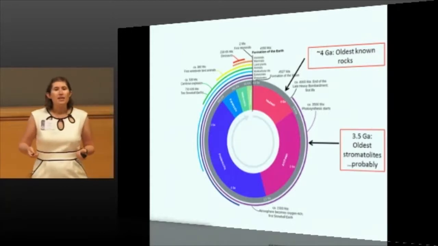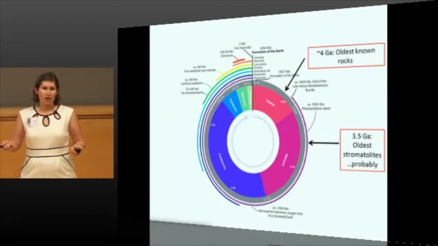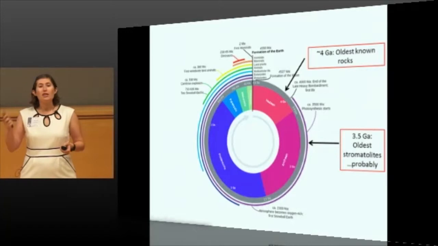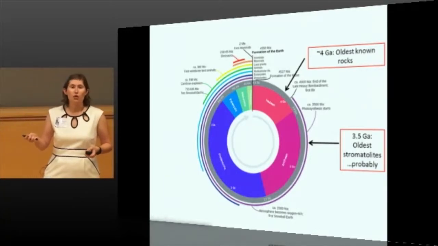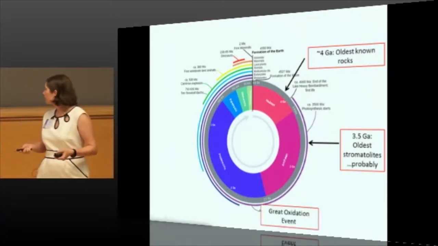About 3.5 billion years ago are the oldest stromatolites, the oldest probably microbially formed structures. So that's the first point at which we can look at these things and say this is probably life, and we're seeing evidence of it in the rock record as a structure.